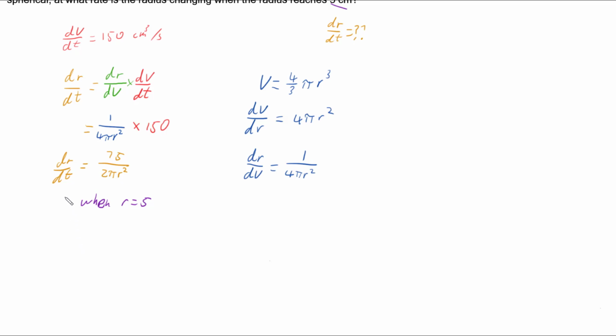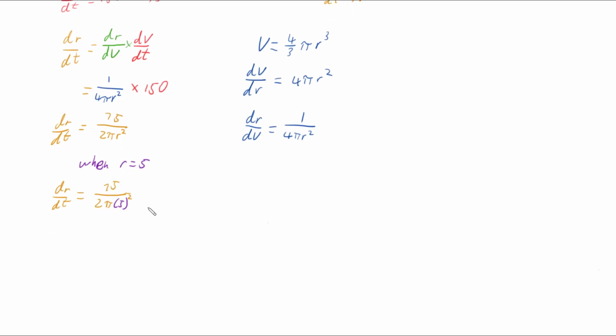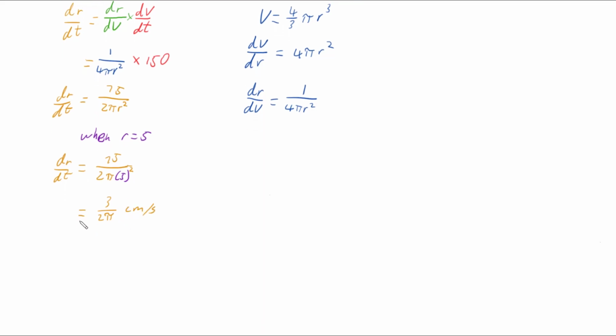So let's substitute in. That's going to give us dr/dt is 75 over 2 pi times 5 squared. And so if I work this out, this gives us a rate of 3 over 2 pi centimeters per second. Or if we want that as a decimal, we could have dr/dt to be 0.4775 centimeters per second. Both of those would be correct.